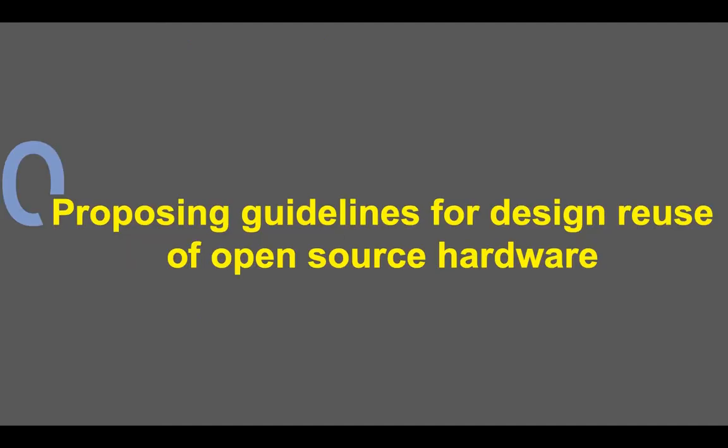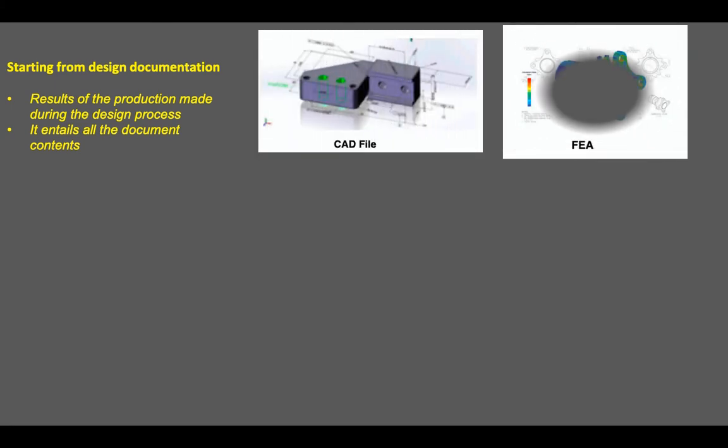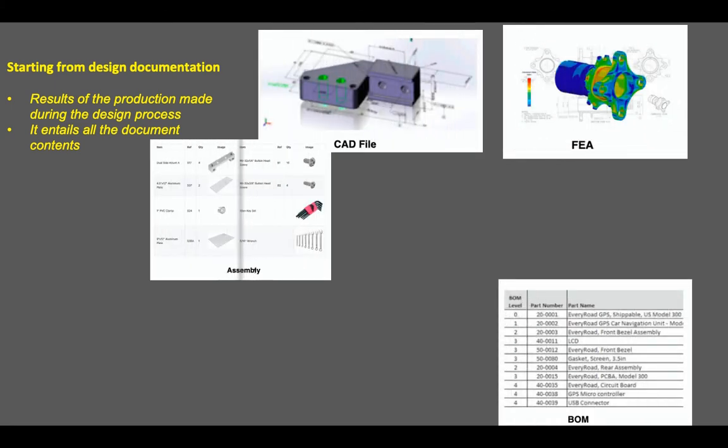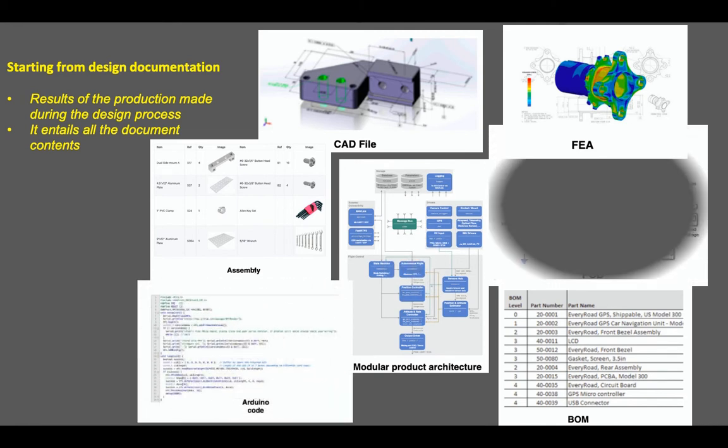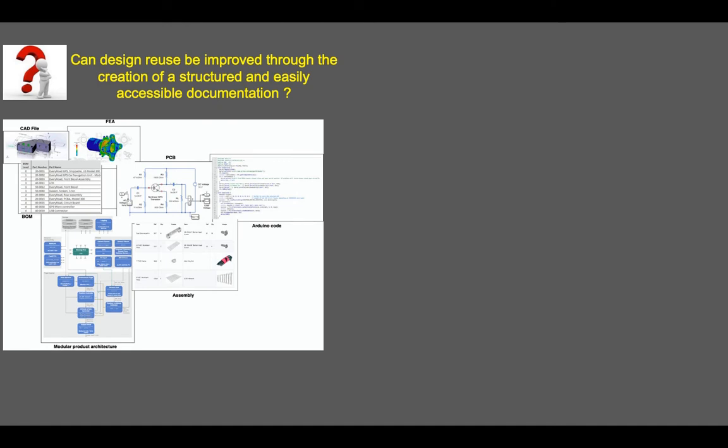As a response, the Verbund der Automobilindustrie standard DIN SPEC 3105-1 is a first attempt to provide a general framework for technical documentation of open source hardware. This work is the basis for the development we will present now. Design documentation evolves along the development process and potentially entails a huge number of documents in various formats. A question emerges here: can design reuse be improved through the creation of structured and easily accessible documentation?